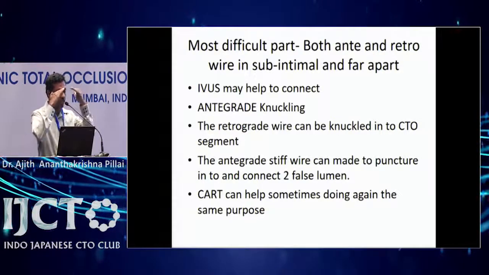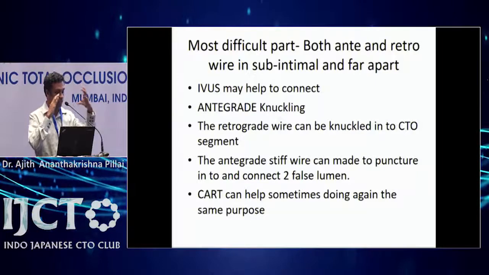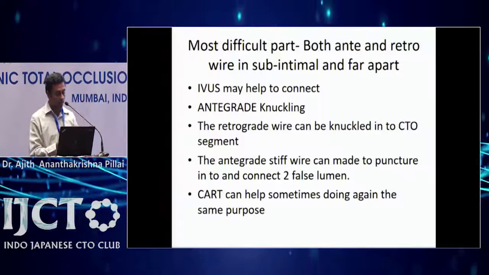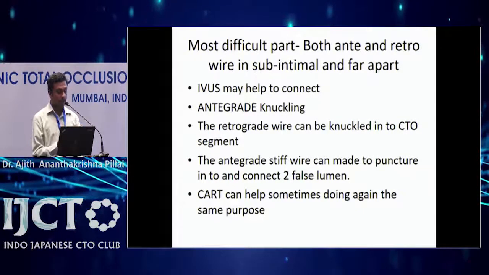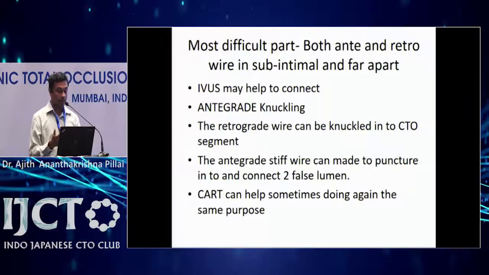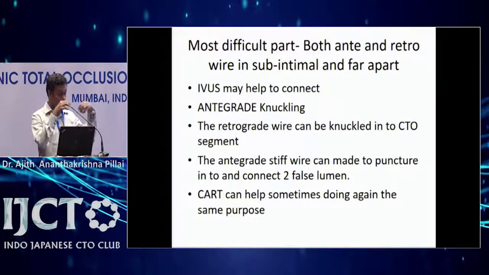Always remember that the EEM is very important in an IVUS. Your wire has to be within that. If one wire is completely outside, it will be more difficult to make a connection. Antegrade knuckling, and the retrograde wire can be knuckled into the CTO wire. So these are some of the bailout solutions. You can knuckle either of the wires, depending on which is closest to the lumen.